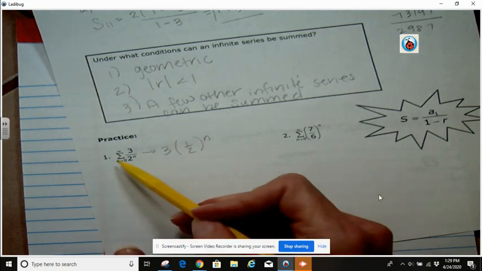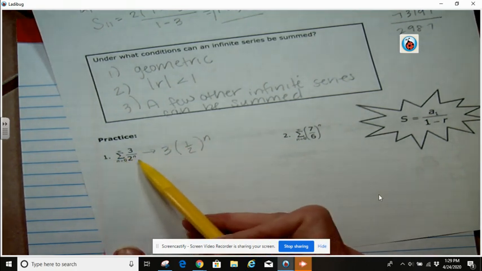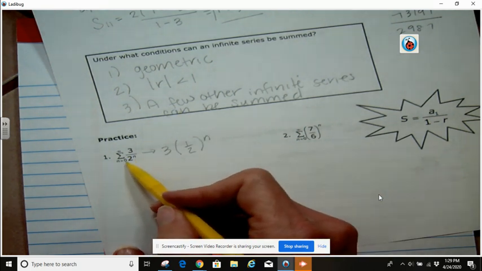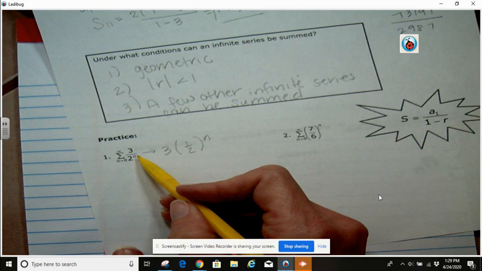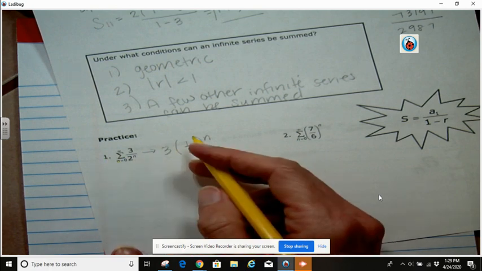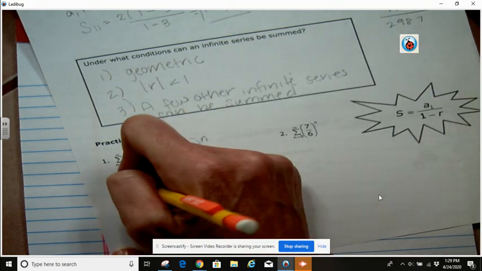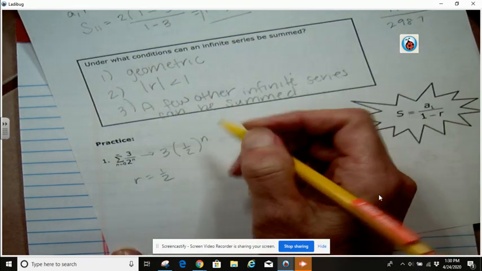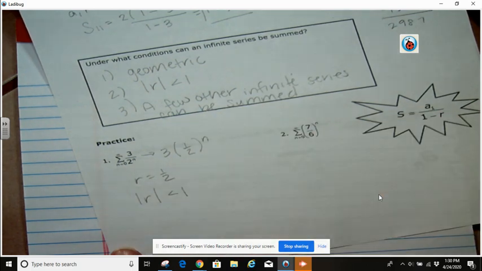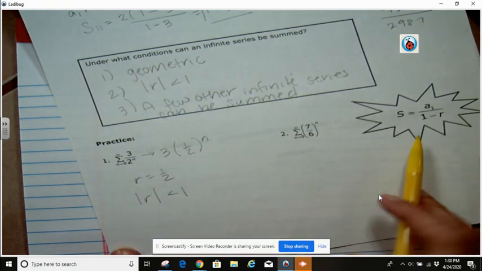You could also generate a first couple terms. Like if you plug in 0, that's your first term. And so you get 3. And then if you plug in 1, you'll get 3/2. And you can plug in 2. And when you do that, what you'll see is that your common ratio is 1/2. Well, the absolute value of 1/2 is less than 1. So that means we can go ahead and use this formula.